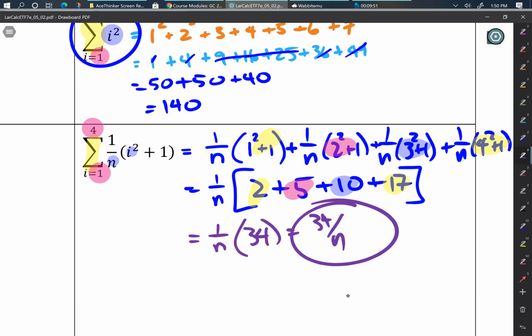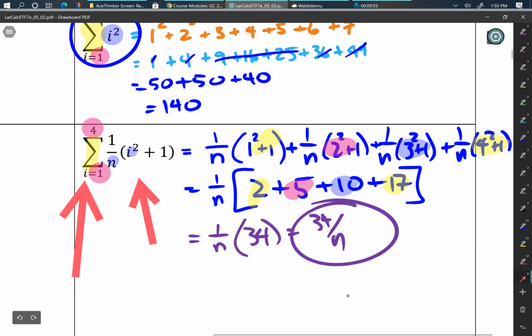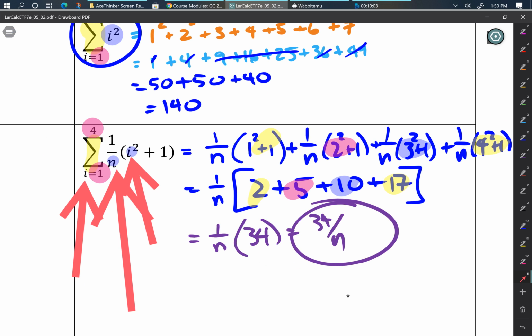Since the summation variable is i, i is the only thing in the formula that changes. I don't know what n is. And since I don't know what n is, n stays n. The only thing that's changing is the i. Okay?